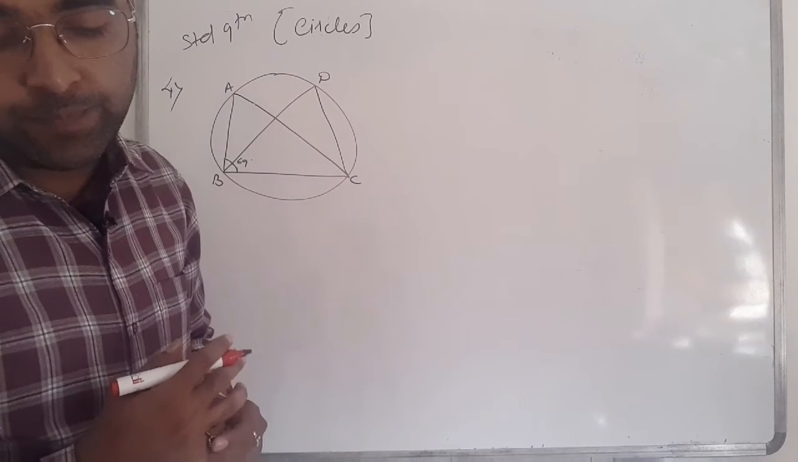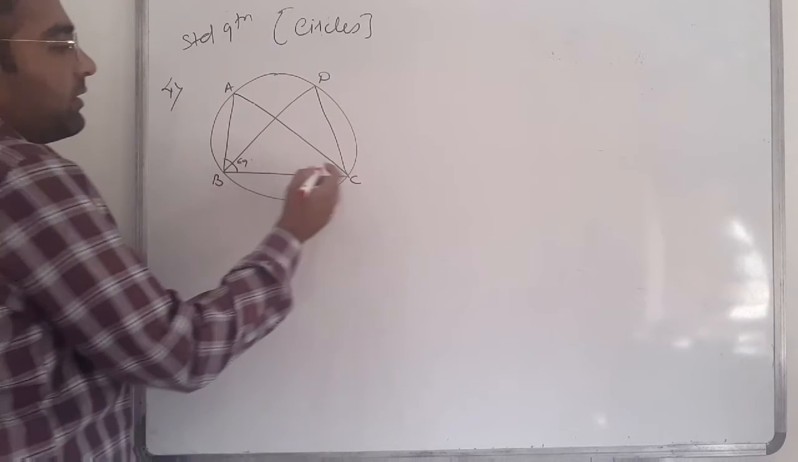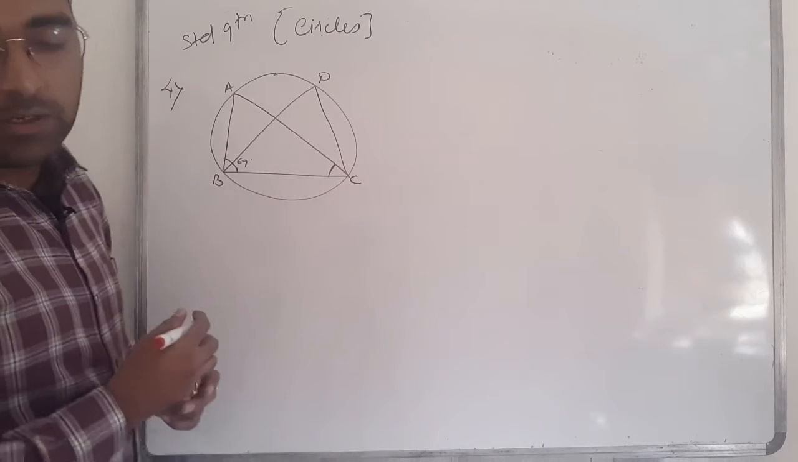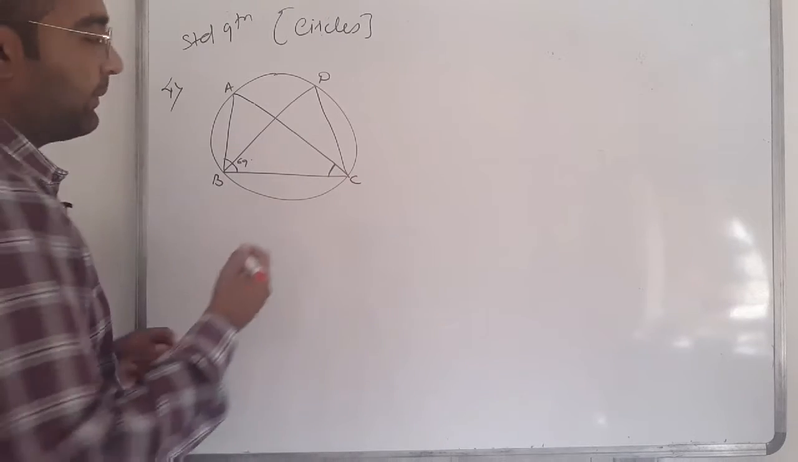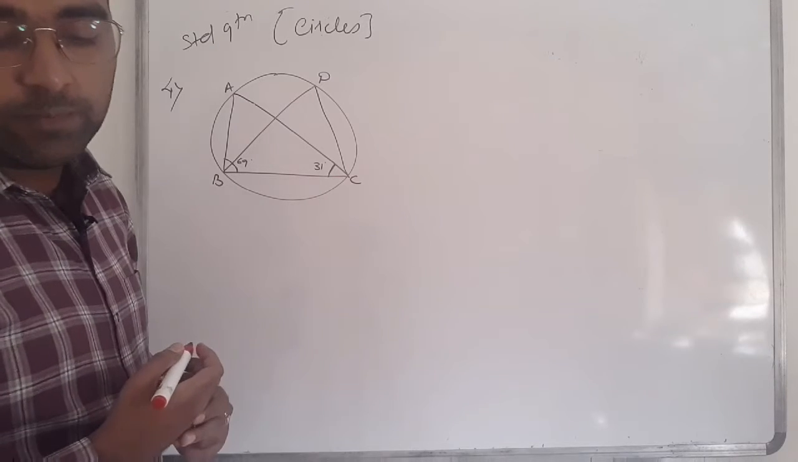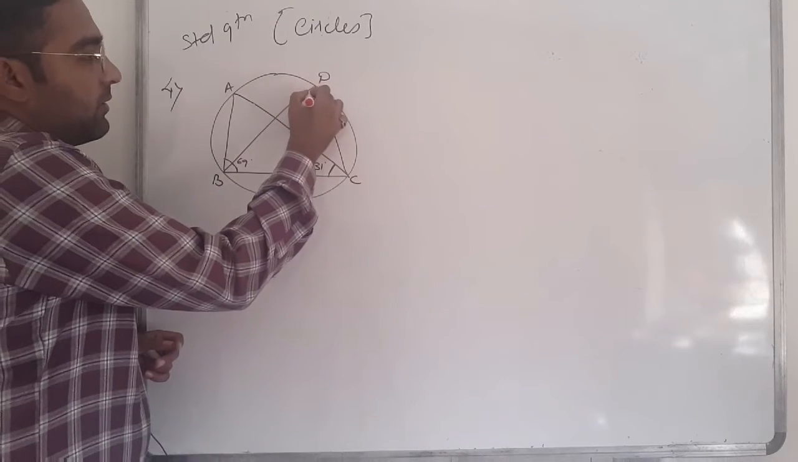And ACB is equal to 31 degrees. ACB, that means this part of the angle is 31 degrees. We need to find the angle BDC.